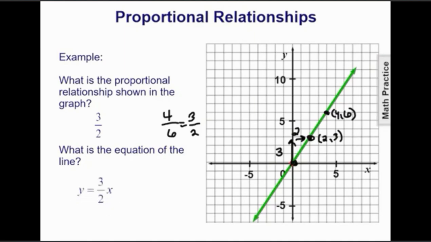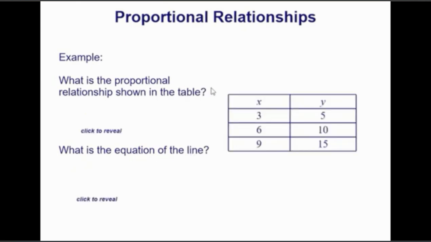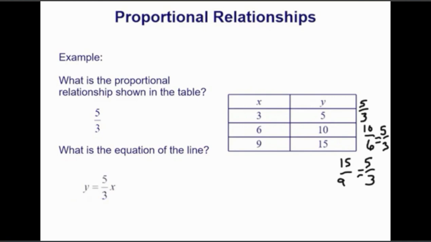You can also see this in tables like we did with family A and Z before. Here it says, what is the proportional relationship in the table? So we need to look at the y over the x. For this point, you would have 5 over 3. You would have 10 over 6, which again is 5 over 3. Or you would have 15 over 9, which again reduces to 5 over 3. That's the proportional relationship, 5/3. So our equation is y equals 5/3 x.